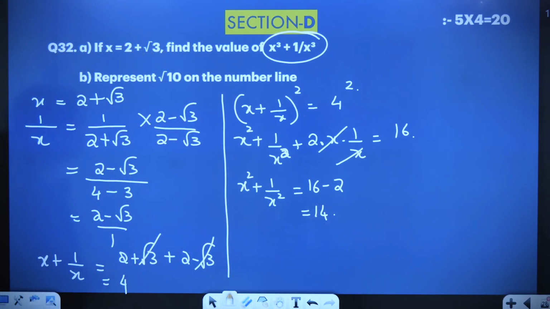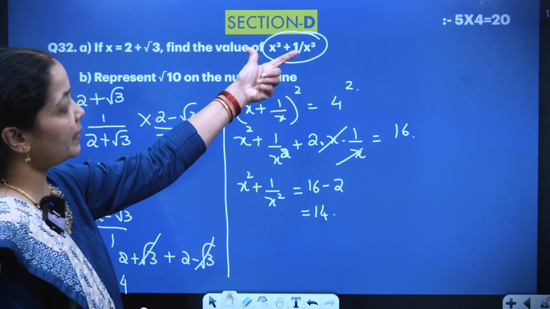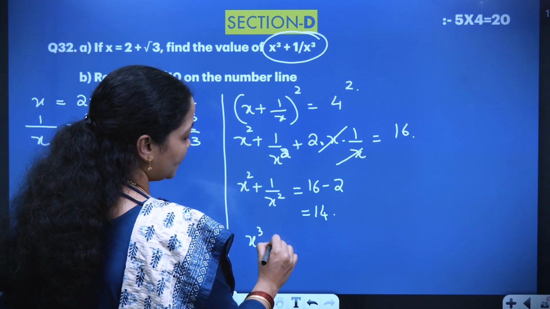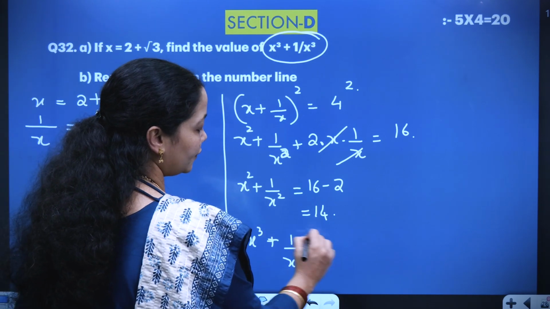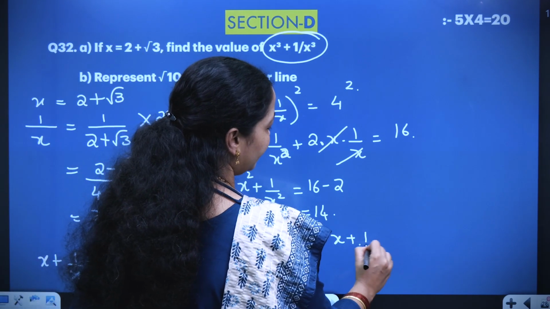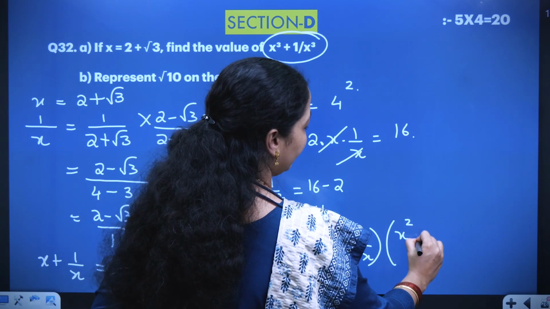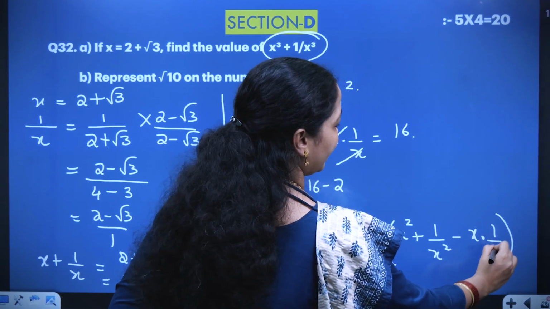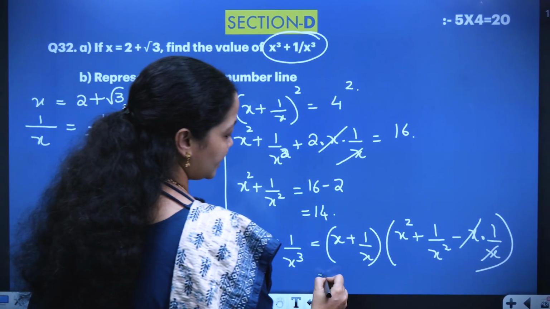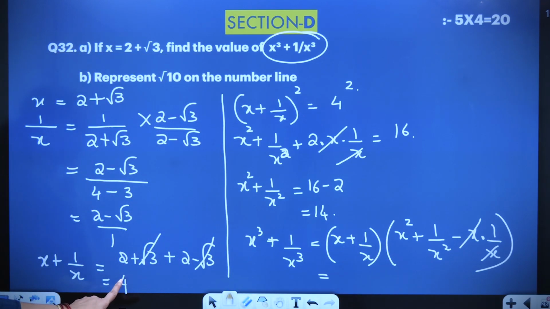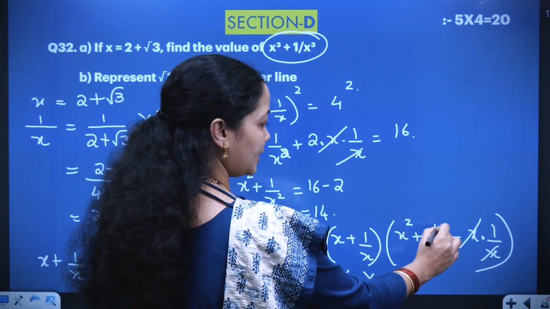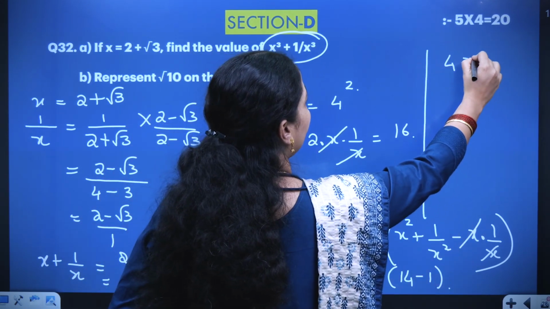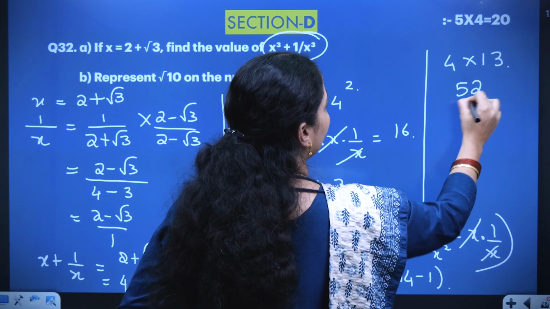I found the value of x square plus 1 by x square so that whenever I am expanding x cube plus 1 by x cube, I will get this. The expansion of a cube plus b cube is a plus b into a square plus b square minus ab. So x and x are gone here. Now I am left with x plus 1 by x, whose value was 4, and x square plus 1 by x square is 14 minus 1. So I am left with 4 into 13, that will be 52 directly.